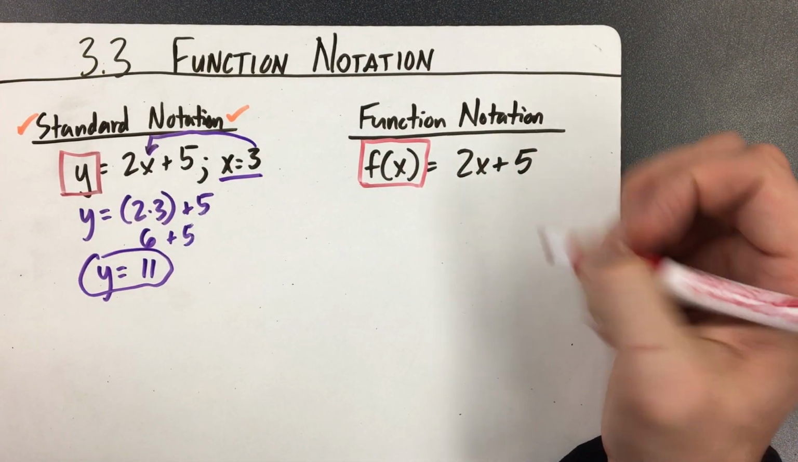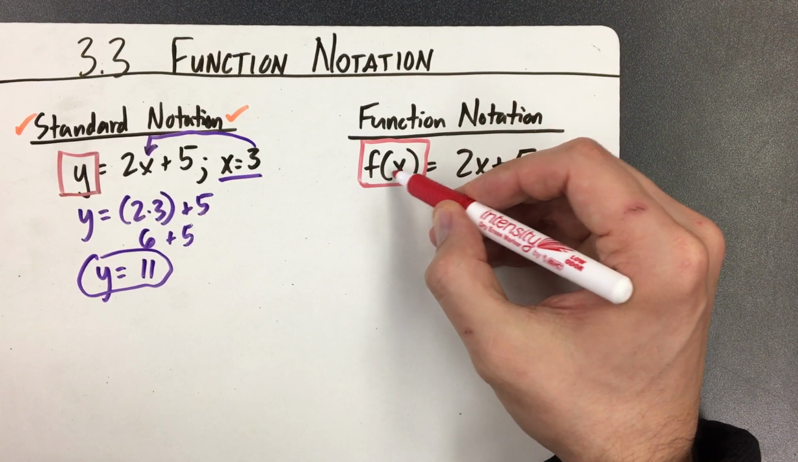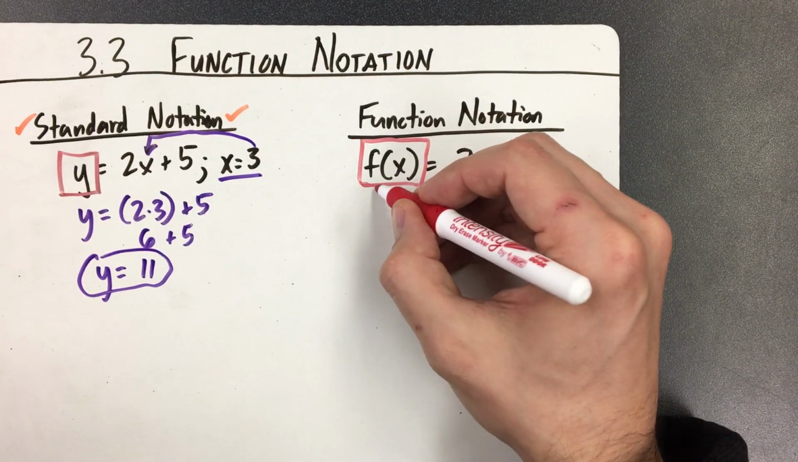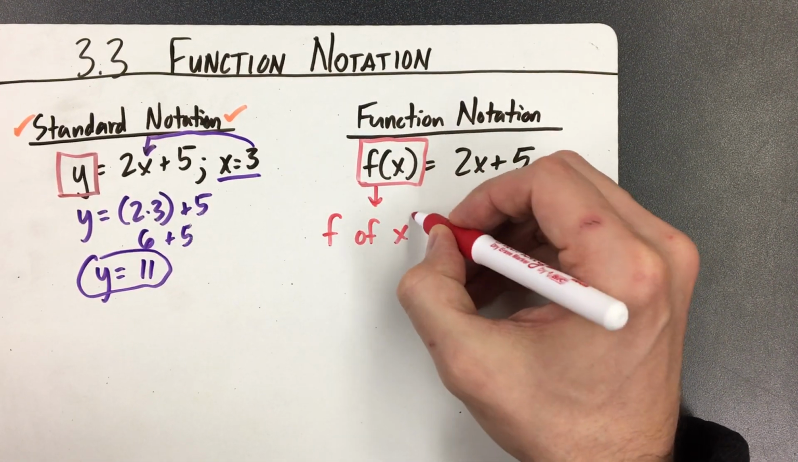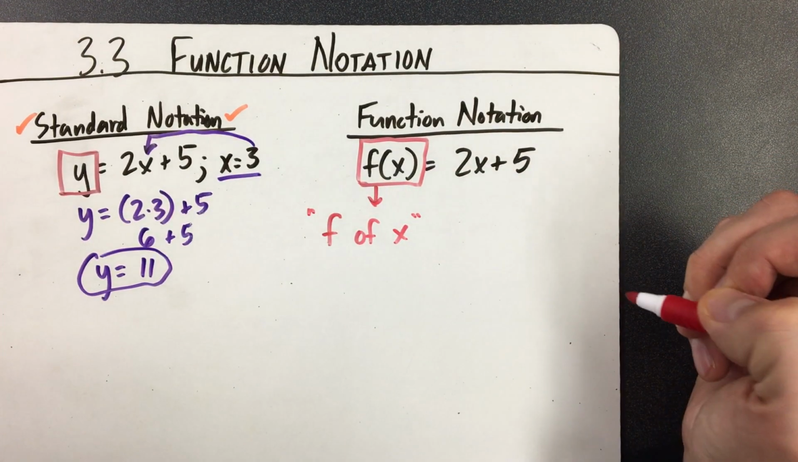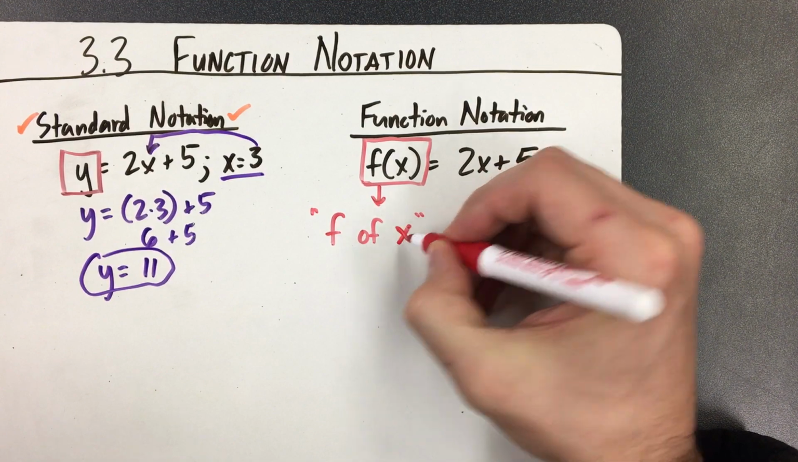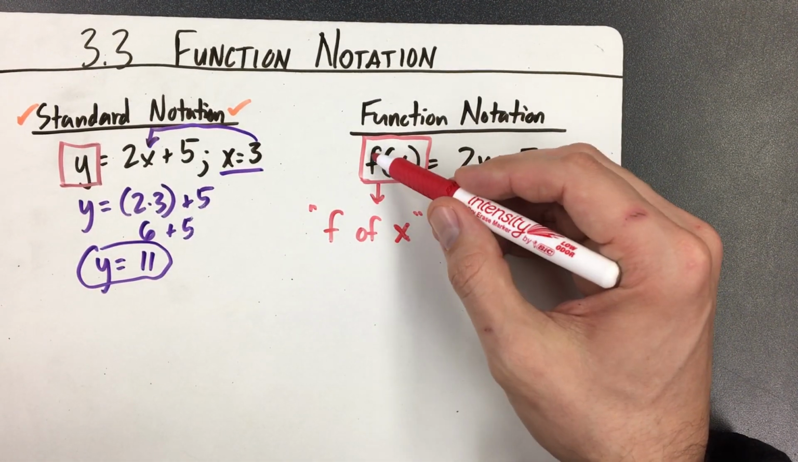So don't let this bother you. This is not multiplying. This is not f times some number that goes in here. It is not multiplying. This is just a way of saying f of x, which is how my teacher said it way back in the day, back in the olden days before there were cell phones and internet, right? We called it f of x. And basically the f is representing that this is a function, right?